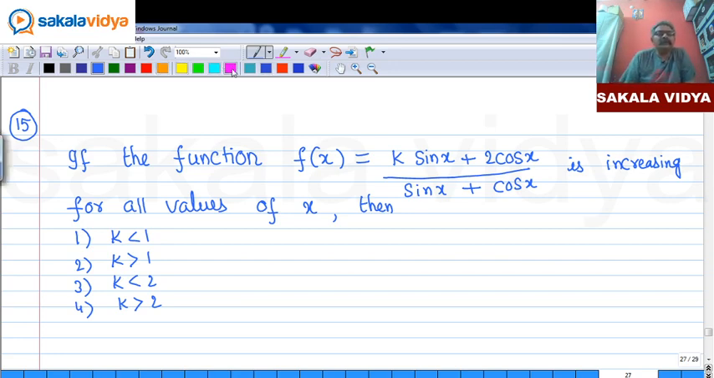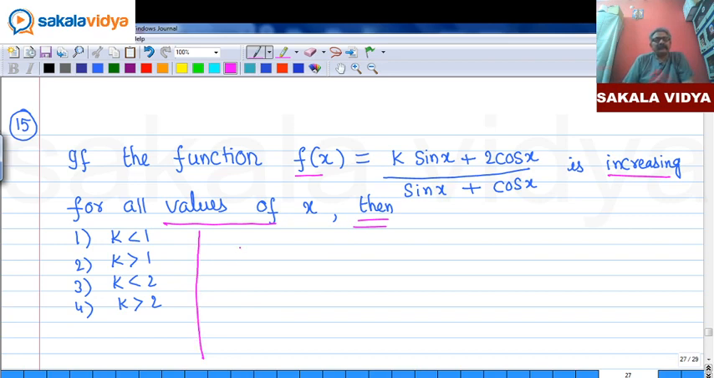Now, f of x equals (k sin x plus 2 cos x) by (sin x plus cos x) is increasing for all values of x. Then we need to find out this condition now.